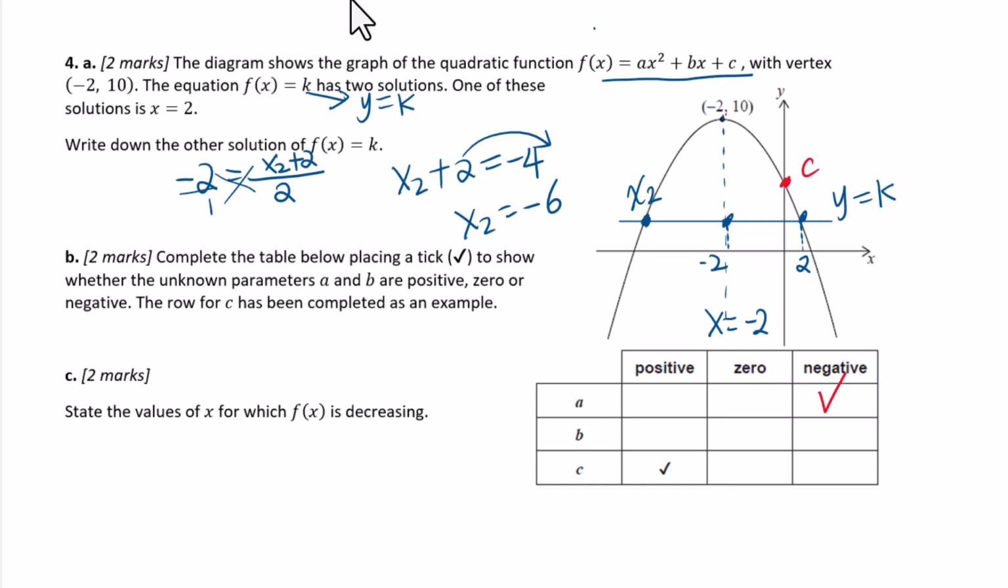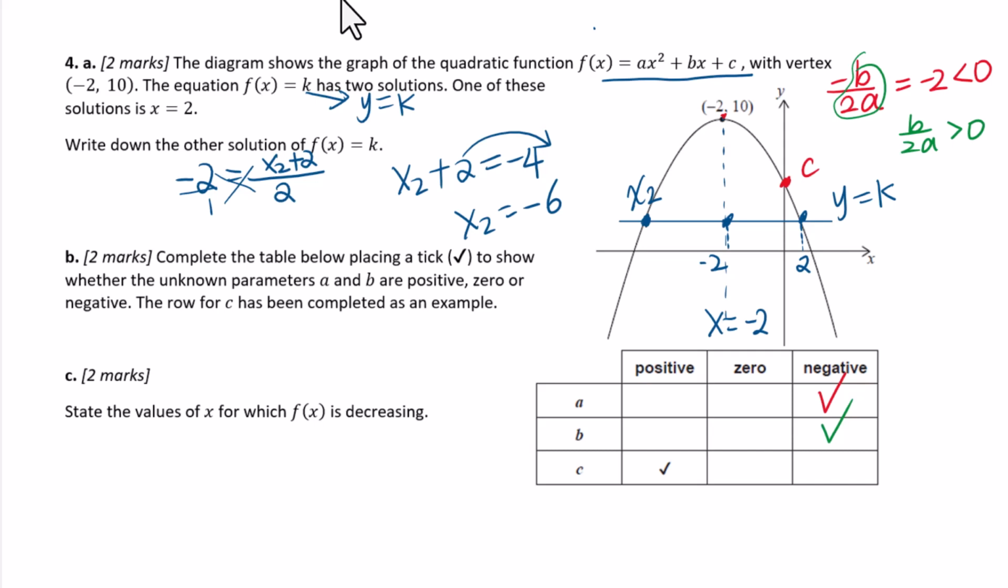Then check the vertex. We do know negative b over 2a equals negative 2. It's less than 0, which means b over 2a is positive. b and a have the same sign. Since a is negative, so b is also negative.